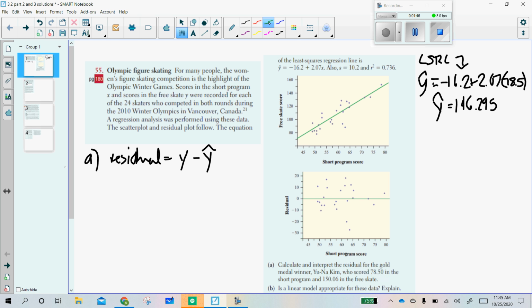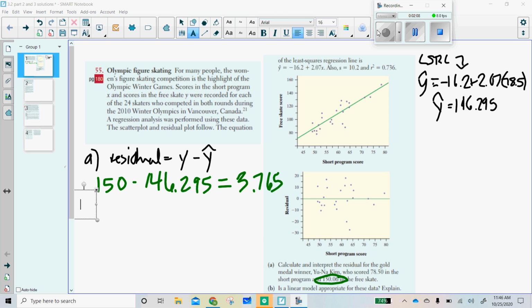And I'm going to now do the actual score. So again, in part A, the problem gives me the actual score. So I have 150 minus 146.295. That's the actual minus the predicted. That gives me 3.765. Then it asks me to interpret what this means.